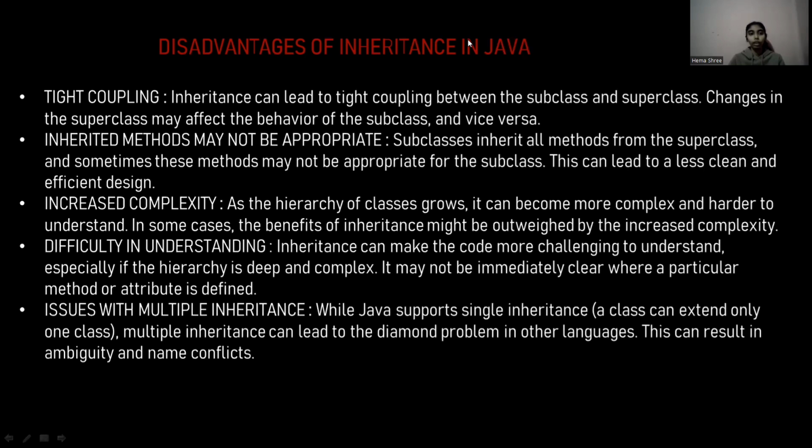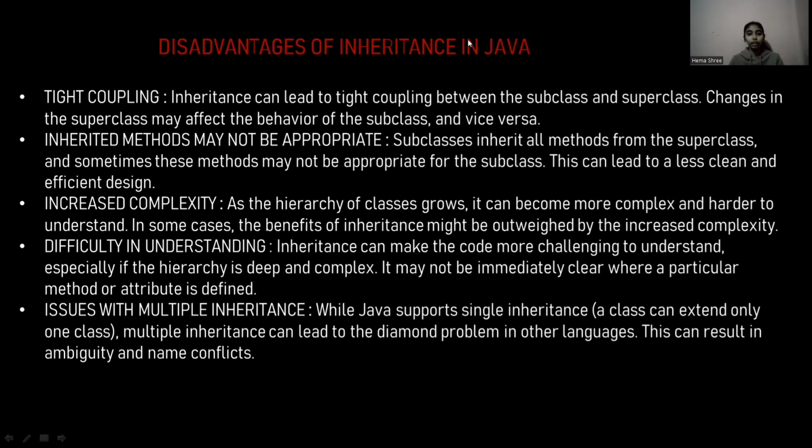Disadvantages of inheritance. Tight coupling. Inheritance can lead to tight coupling between subclass and superclass. Changes in the superclass may affect the behavior of the subclass and vice versa. Increased complexity. As the hierarchy of classes grows, it can become more complex and harder to understand. Difficulty in understanding. Inheritance can make the code more challenging to understand, especially if the hierarchy is deep and complex.